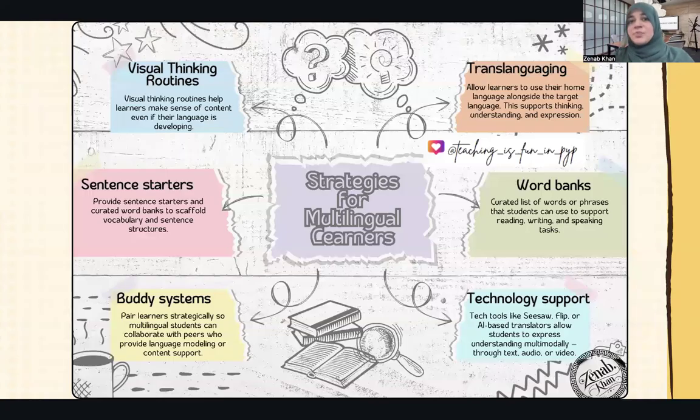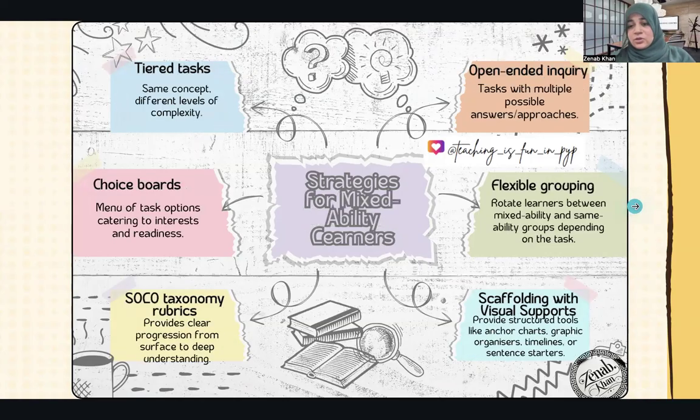building on home languages, using visuals, scaffolding academic language, and flexible grouping. And how are we going to do this? Through visual thinking routines, translanguaging, word banks, sentence starters, buddy systems, and technological support. It's not that difficult to understand. And vice versa, if we try to understand strategies for mixed ability learners, then we have these here.